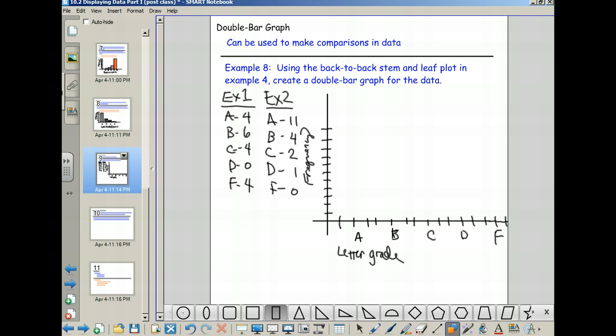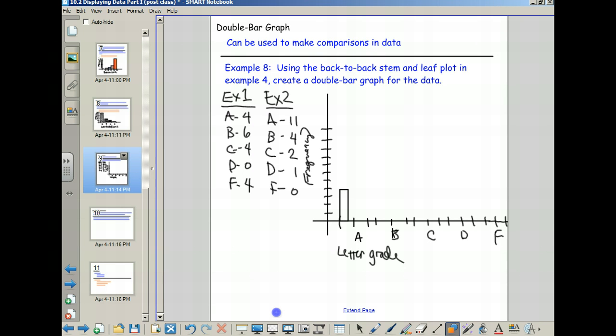Alright, exam 1 I'm going to list first, and exam 2 I'm going to list second. So the first bar I'm going to do is for exam 1. Exam 1 had 4 A's. I'm going to take my number, my size of my chart, and make it 4. So this one's 4. And then exam 2's A count was 11. So I need to make this bar 11 high. So the numerical order of exam 1 and exam 2, we just need to make sure we do all of them in that order now.